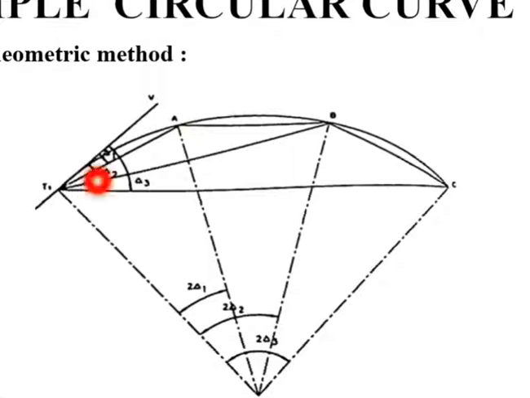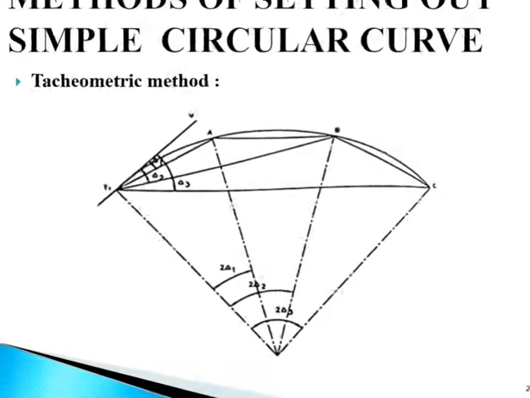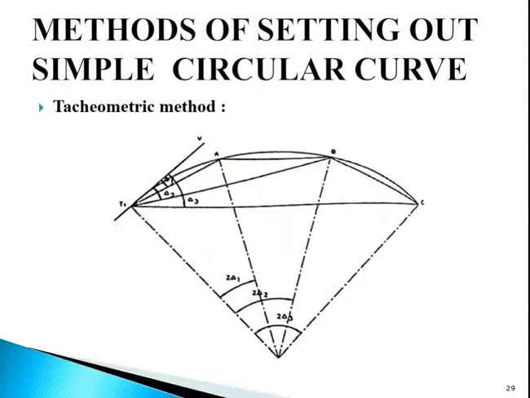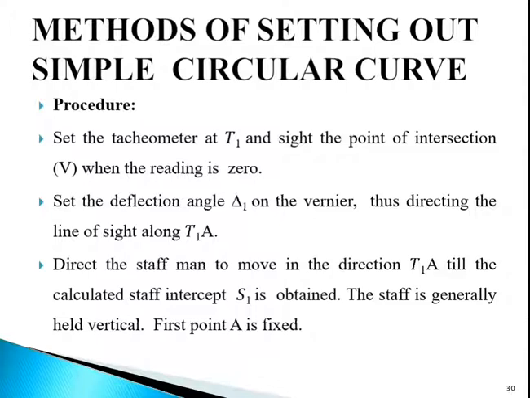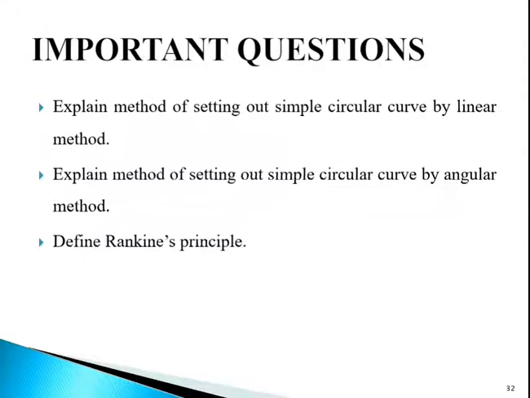Next, set the deflection angle delta 2, directing the line of sight along T1B. Move the staff backward or forward until the staff intercept S2 is obtained, and thus fix the point B. Similarly, other points are fixed. So this is the tachymetric method. Here I have written the procedure step by step, so you can write it down.